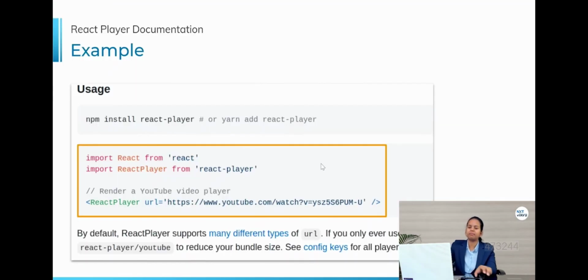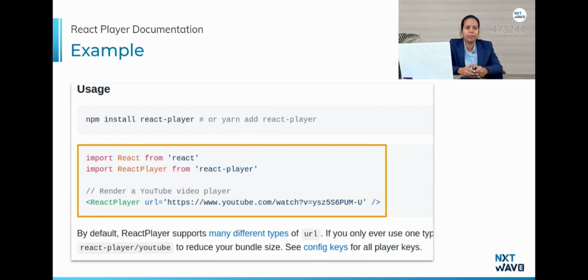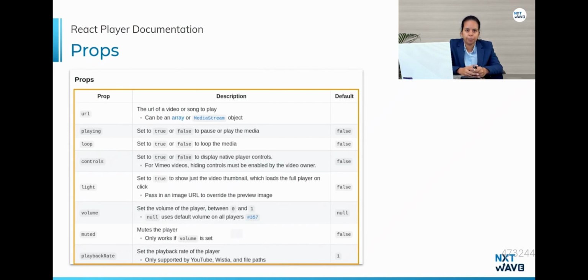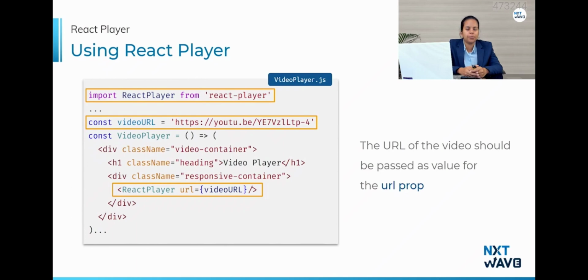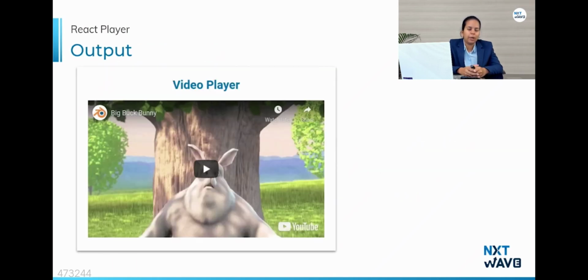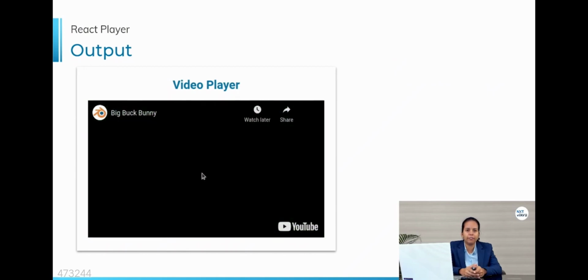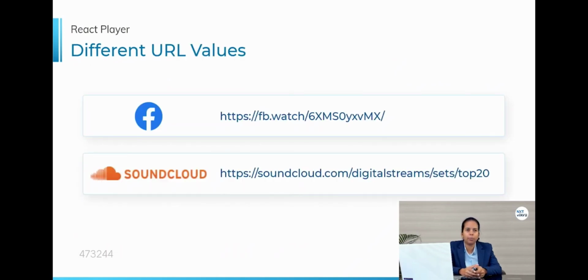So what we have done, we have imported the React player component, and we have made use of the React player component wherever we need it, right? So we have seen the different props that are available, right? So we have made use of the URL prop. We have passed the URL of the video as a value to the URL prop, and appropriately the corresponding video has been added. And we have seen this code using which we were able to display the video player, right? So this was the output that we have seen. So here you can see that we have given a YouTube URL, and we have seen the output. Similarly, you can provide other URL values too.